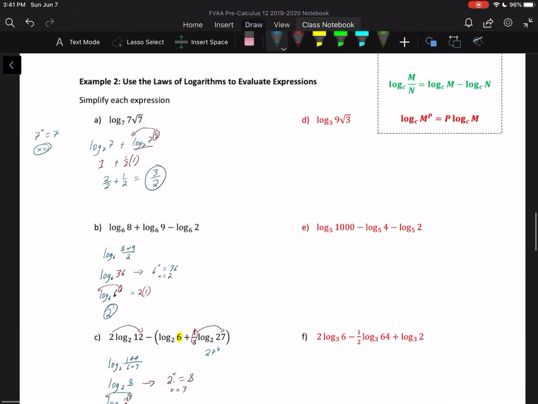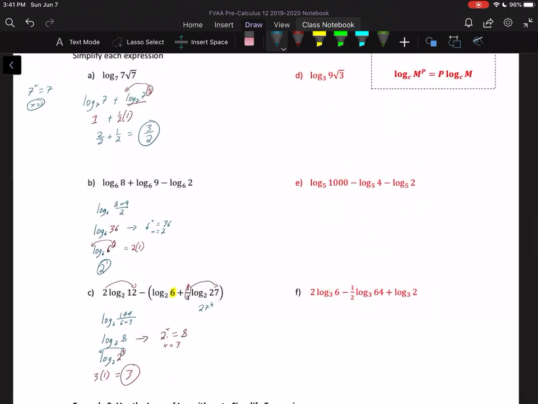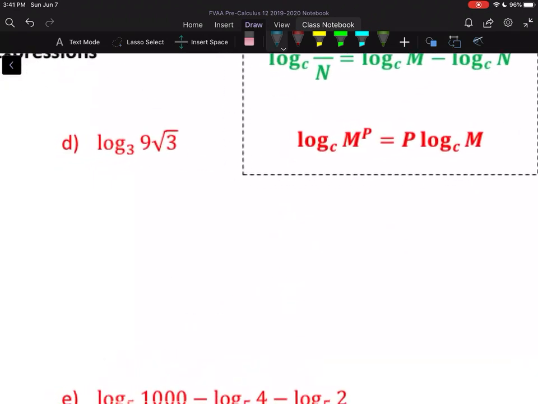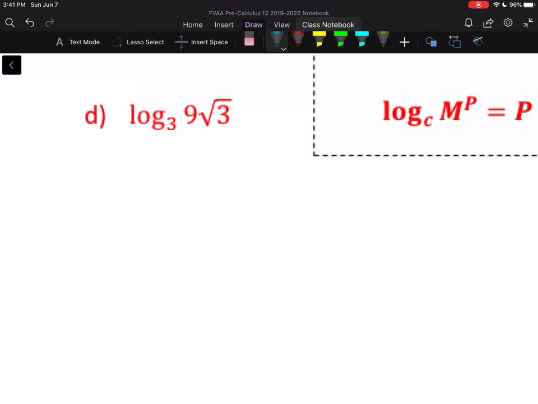So again, pause the video, give these questions a shot, and then unpause when you're ready to go over some of these. All right, hopefully this video went well for you. Let's take a look at some of these problems here. Again, sometimes it's better to expand, sometimes it's better to separate, depending on the situation we're in.